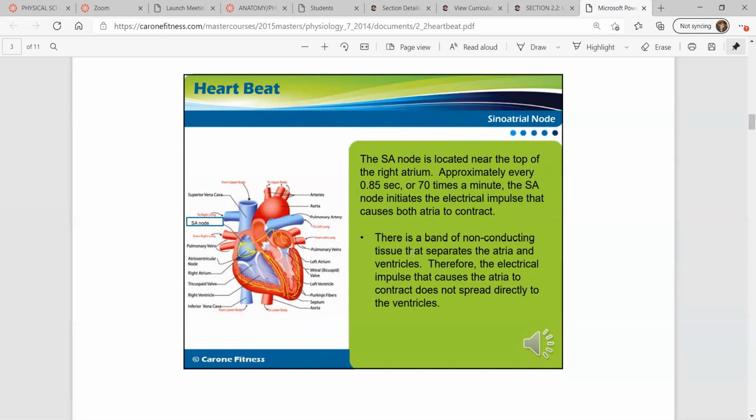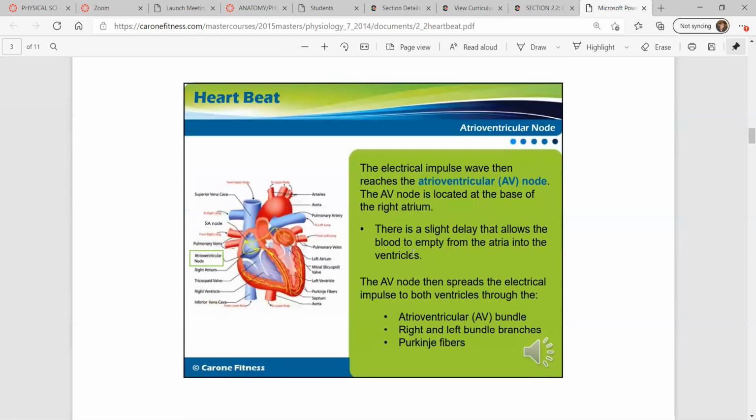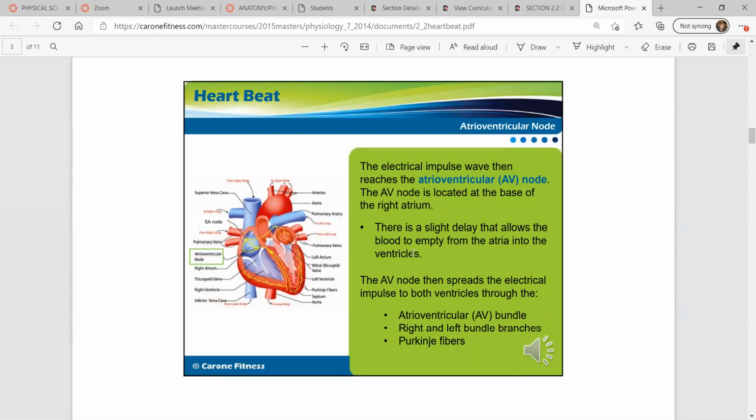There is a band of non-conducting tissue that separates the atria and ventricles. Therefore, the impulse that causes the atria to contract does not spread directly to the ventricles. The electrical impulse wave then reaches the AV node. The AV node is located at the base of the right atrium. There's a slight delay that allows the blood to empty from the atria into the ventricles.